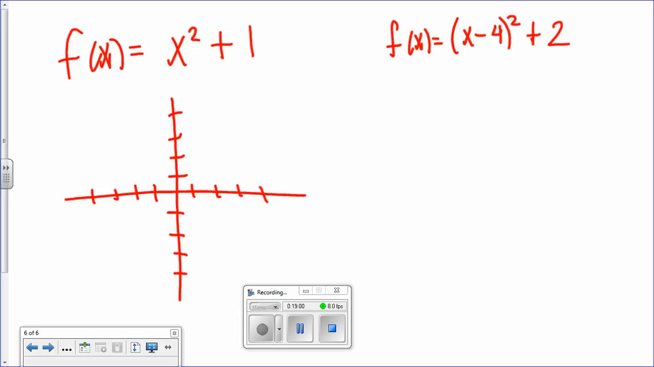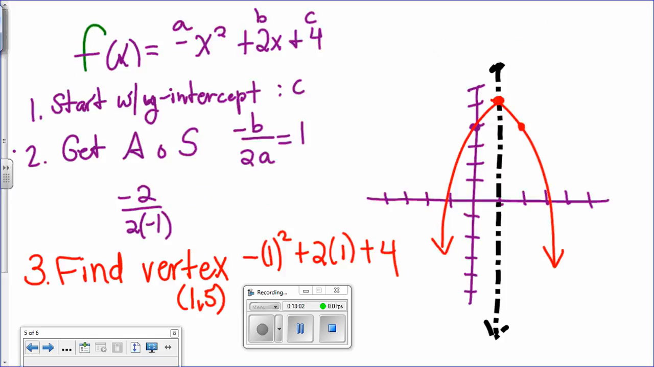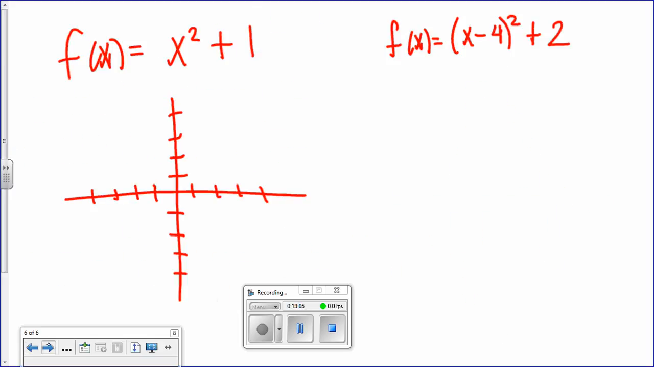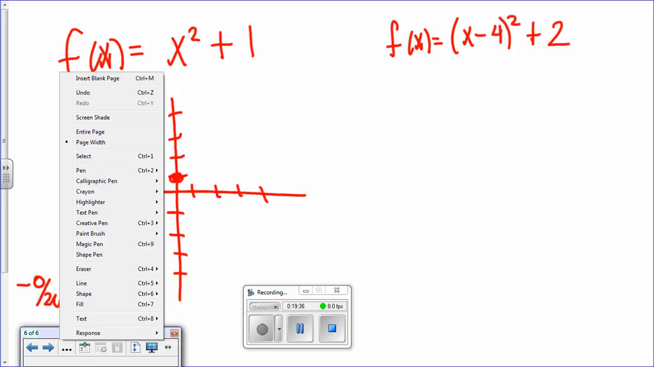Okay, so this is standard form. Start with the y-intercept, which is C. So what's the y-intercept on this? 1, right? Okay. This is a really easy one, huh? What's the axis of symmetry? What's B? There's no B, right? So your axis of symmetry is negative 0 over 2 times 1. Well, what's 0 over 2? Nothing. 0. My axis of symmetry is actually 0.